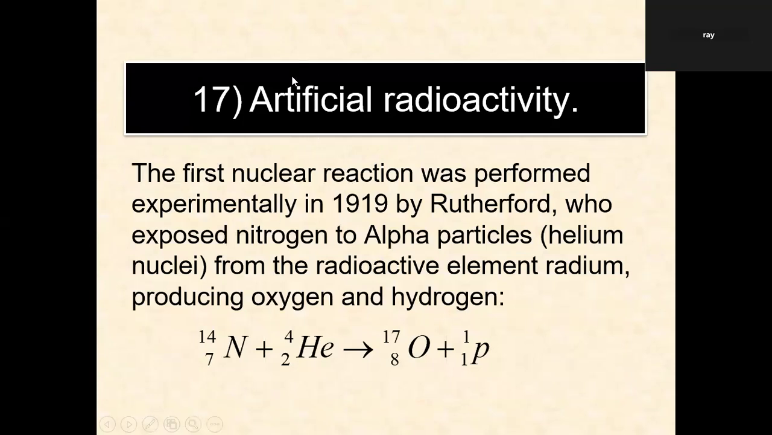Okay, artificial radioactivity. The first nuclear reaction was performed experimentally in 1919 by Rutherford, who exposed nitrogen to alpha particles, helium nuclei, from a radioactive element, radium, producing oxygen and a proton. So you need to know how to write the formula. Right? There's nitrogen, there's the alpha particle, there's oxygen produced, and a proton.